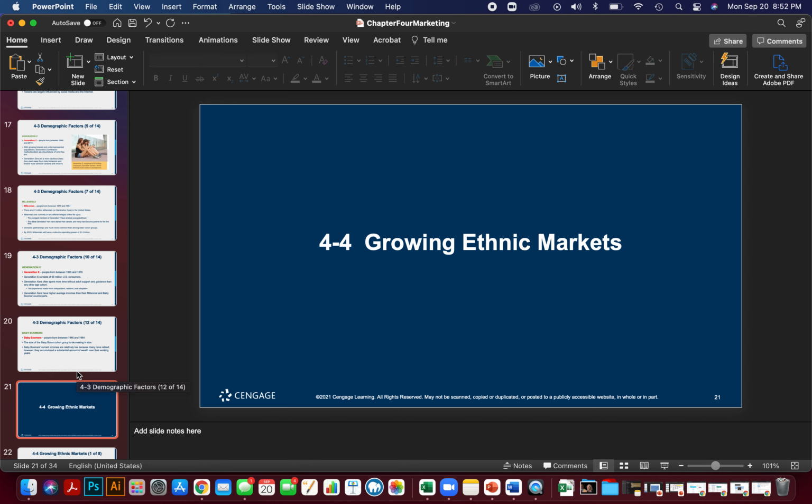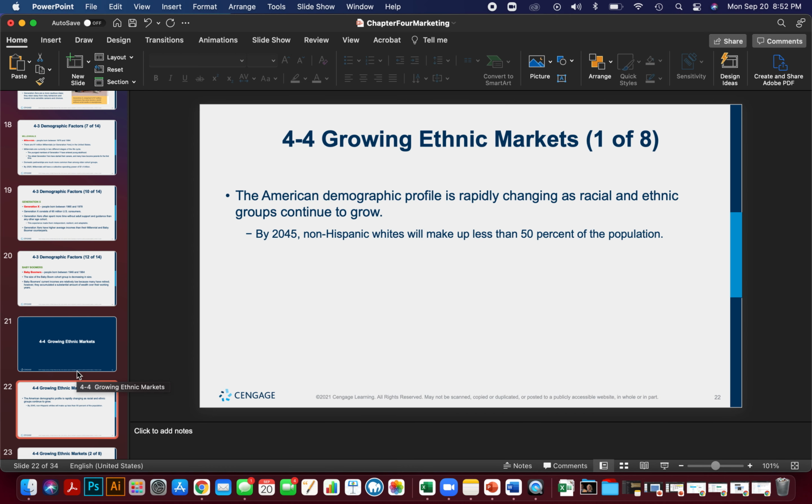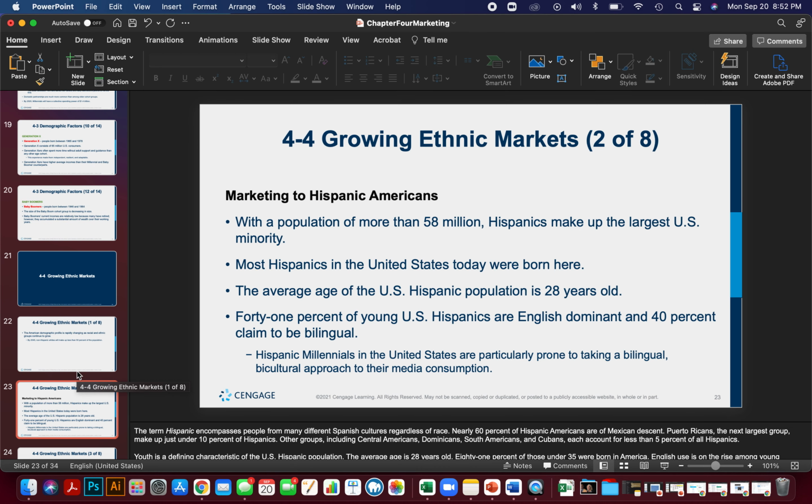In addition to knowing age in our markets, ethnicity is becoming more and more important. One of the fastest growing ethnicities in the United States is the Hispanic. By 2045, non-Hispanic whites will make up less than 50% of the population. Hispanic Americans account for more than 58 million here in the United States and are the largest U.S. minority. Most Hispanics in the United States were actually born here, and the average age of the Hispanic population is 28 years old.